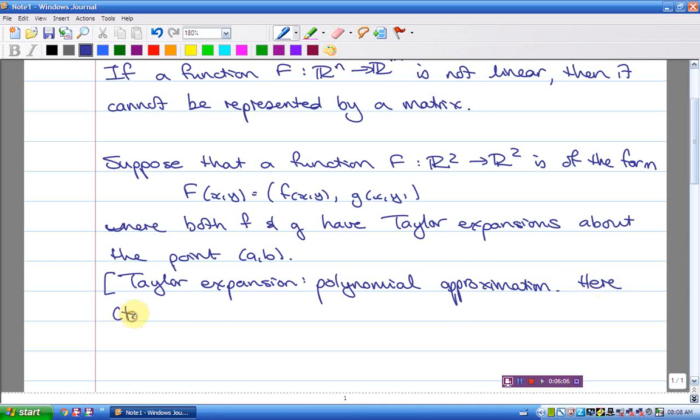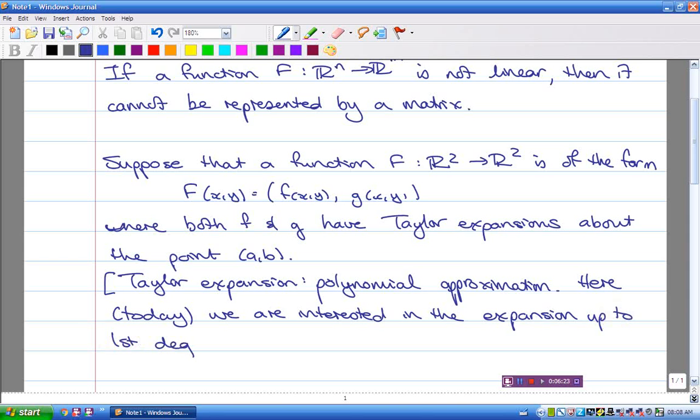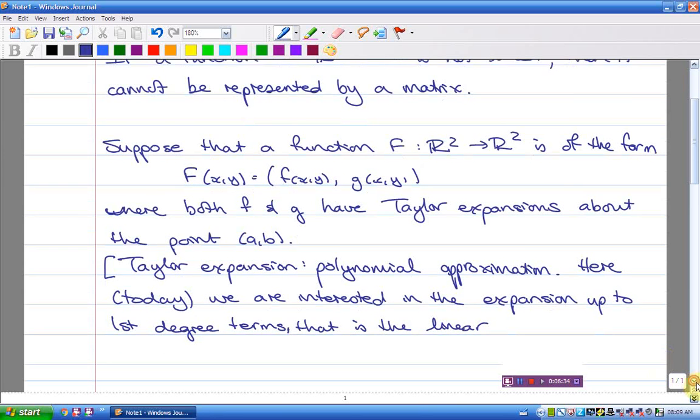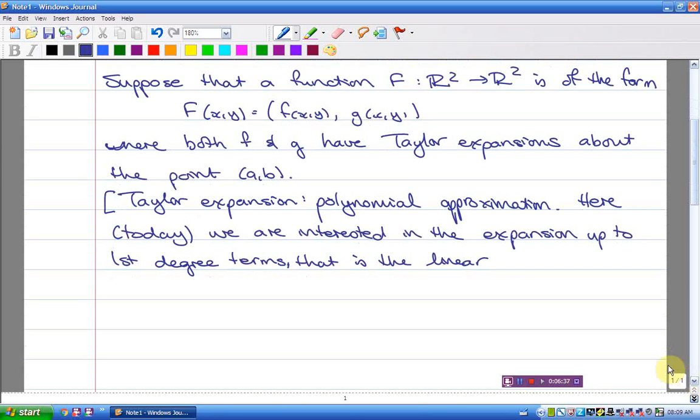Here, today, we are interested in the expansion up to first degree terms. That is the linear approximation, because what we're going to be doing is approximating a nonlinear transformation with a linear transformation.